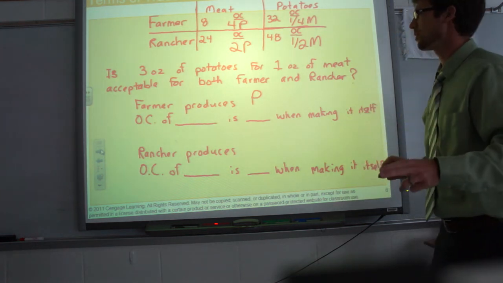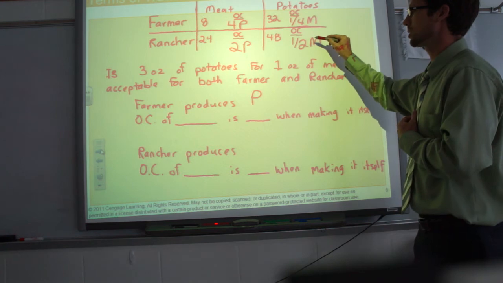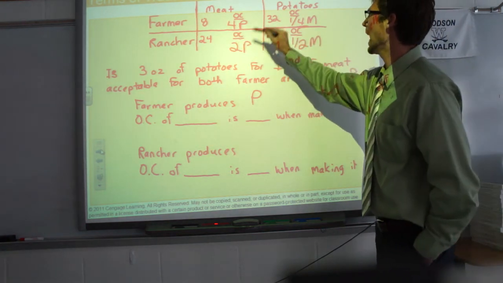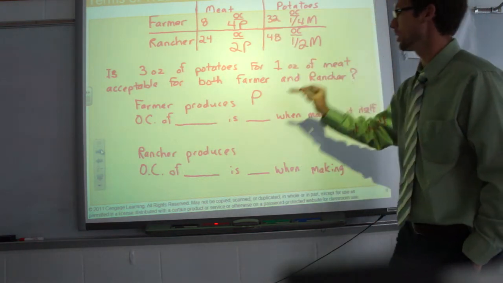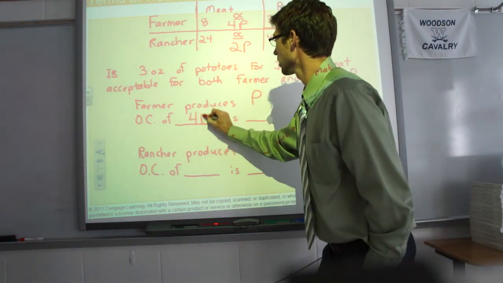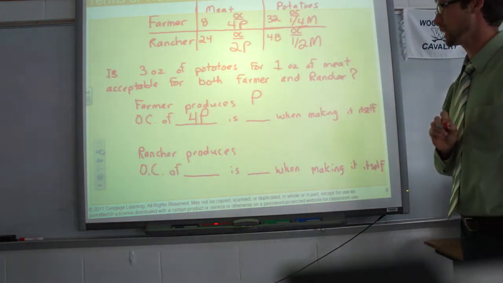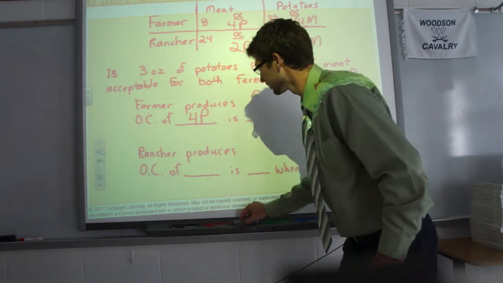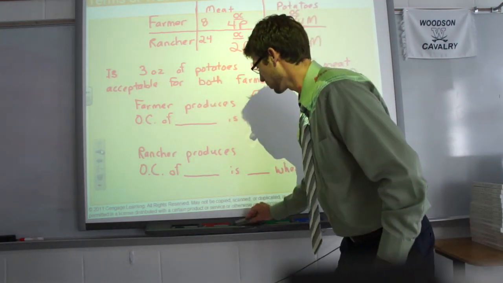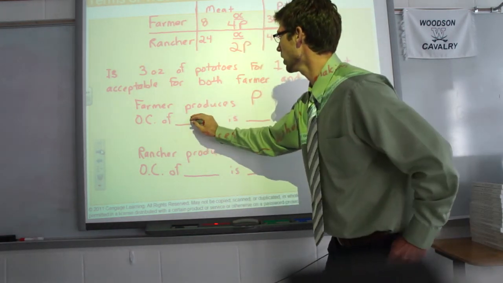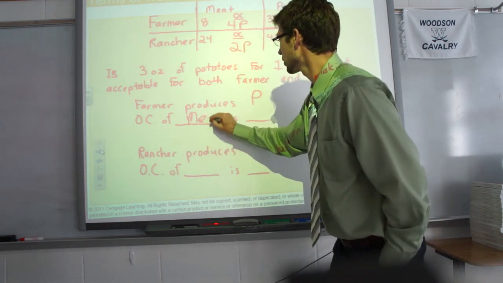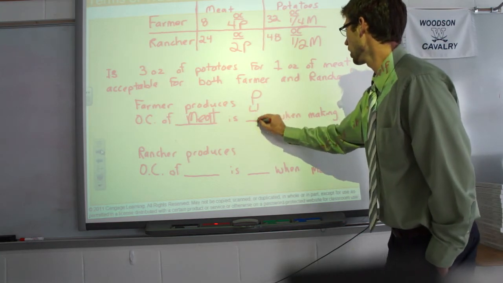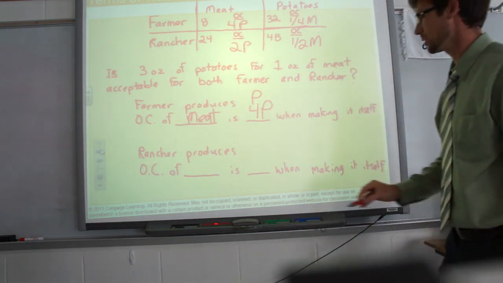Step 2 was to figure out, well, if they're making potatoes, they could have been making meat. And if they make meat, how expensive is it? So for the farmer, an ounce of meat costs them 4 potatoes. So what happens when you do things live? An ounce of meat, because this is what they're trading for, or thinking about trading for, costs them 4 potatoes when they make it themselves.